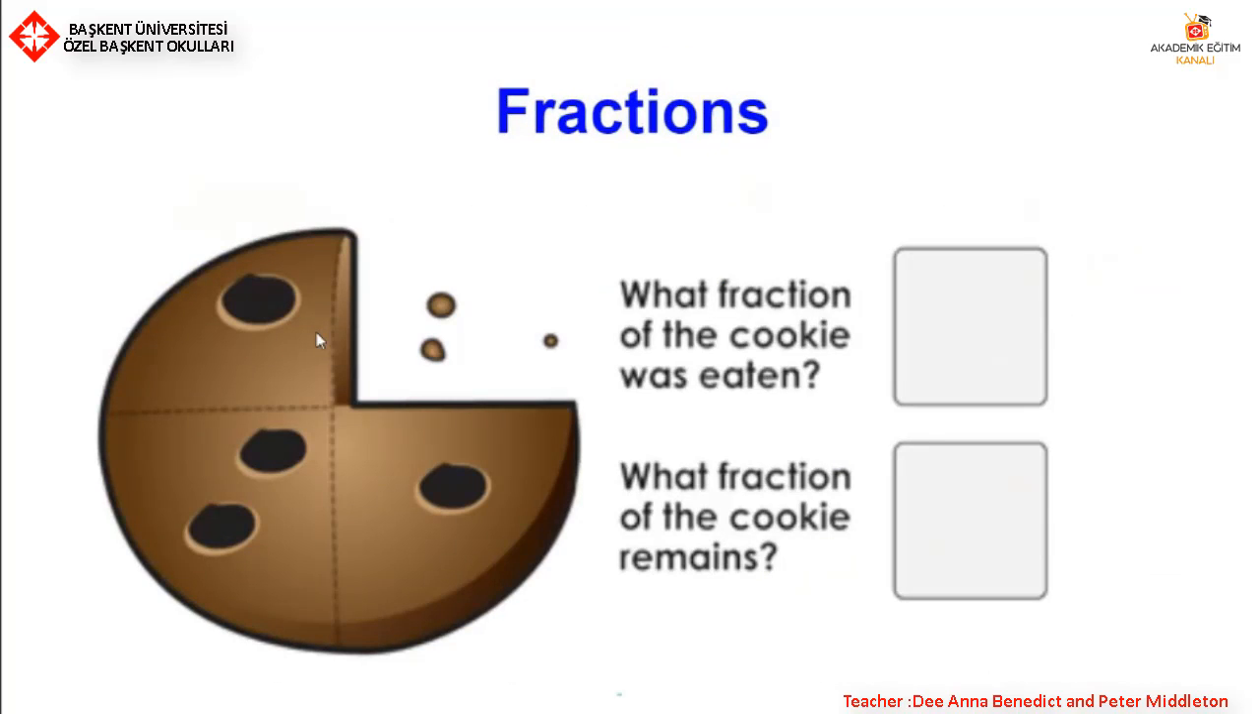So let's look at this fraction. What fraction of the cookie was eaten, and what fraction of the cookie remains? So count the different sections of the cookie. How much of the cookie was eaten? Write it as a fraction. And how much remains?